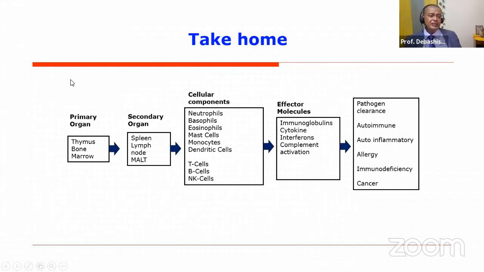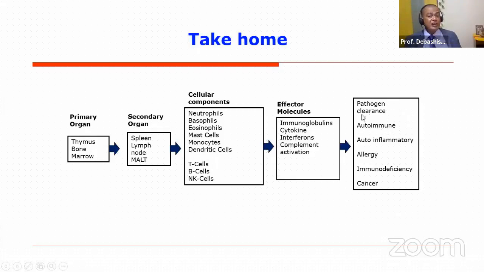And finally, the take home message is that the primary immune organs like thymus and bone marrow, secondary immune organs like spleen, lymph node and MALT, have cellular components like neutrophils, basophils, eosinophils, mast cells, monocytes, dendritic cells, T cells, B cells, NK cells. Through their effector molecules like immunoglobulins, cytokines, interferons, complement activation, they cause pathogen clearance.